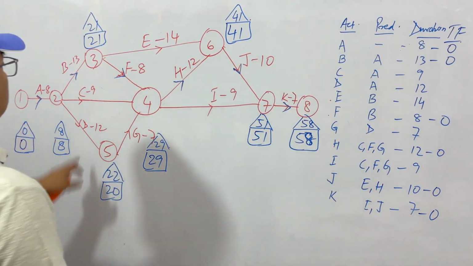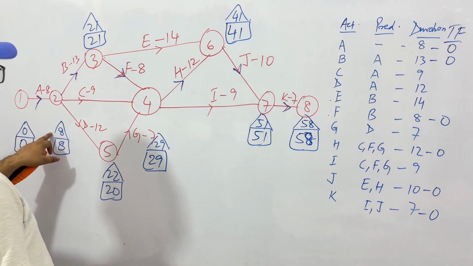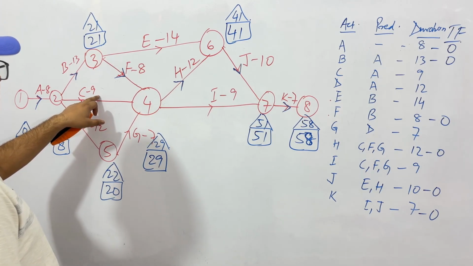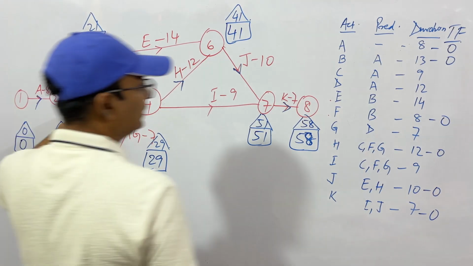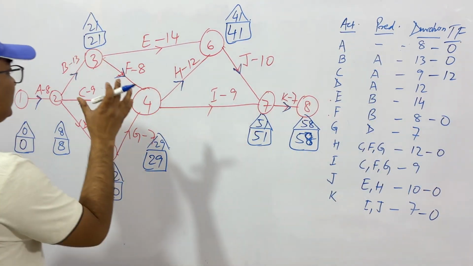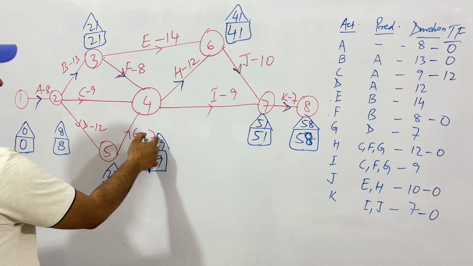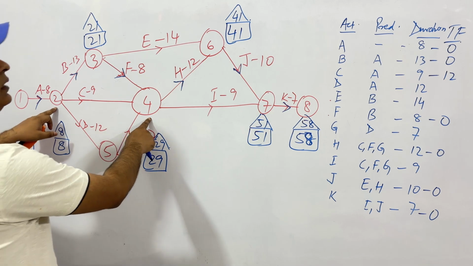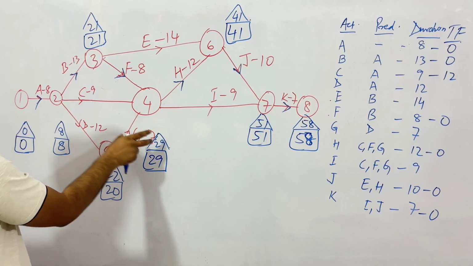Let's see for C. C is 9. 29 minus 8 is 21. And 21 minus 9 is 12. So this is C, C 12. That is, you have a window of 12 days. At the latest, C must be completed by 29. So you can start it on the 8th day, or you have a gap of 12 days. So 8 plus 12, you can also start on the 20th day. This is the meaning.